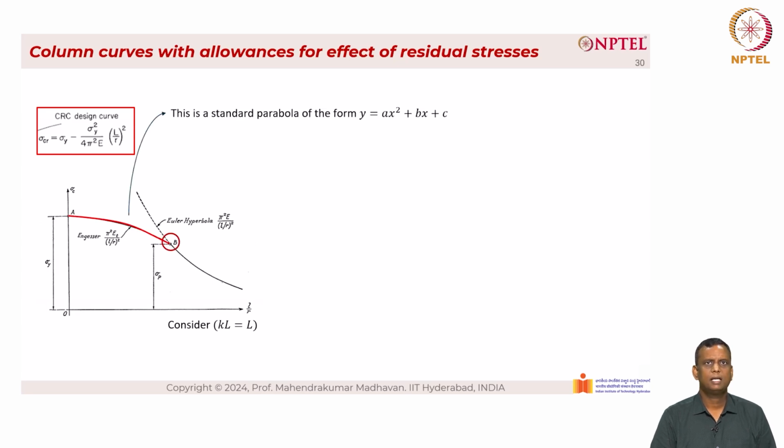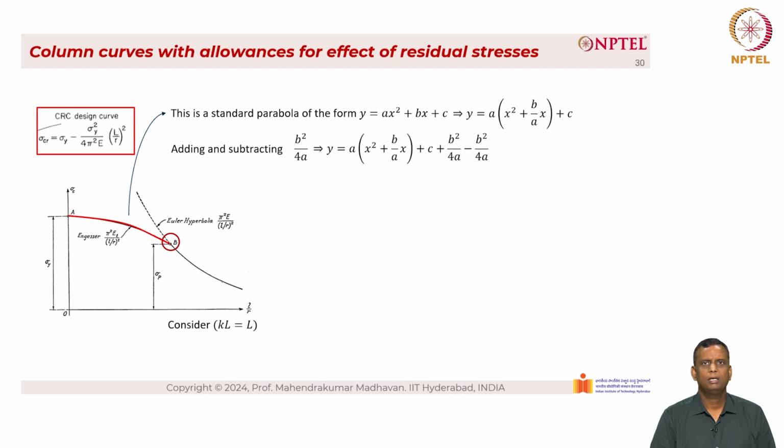So this is a standard parabola of the form y = ax² + bx + c, which can be written as y = a(x² + (b/a)x + c). Adding and subtracting b²/4a, we have y = a(x² + (b/a)x + c + b²/4a − b²/4a).